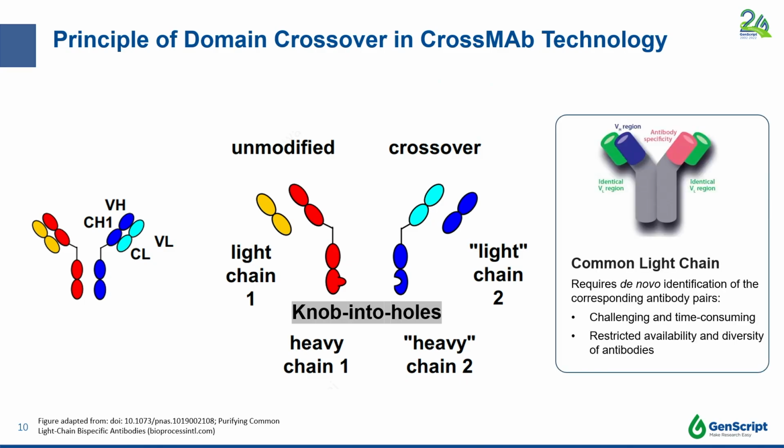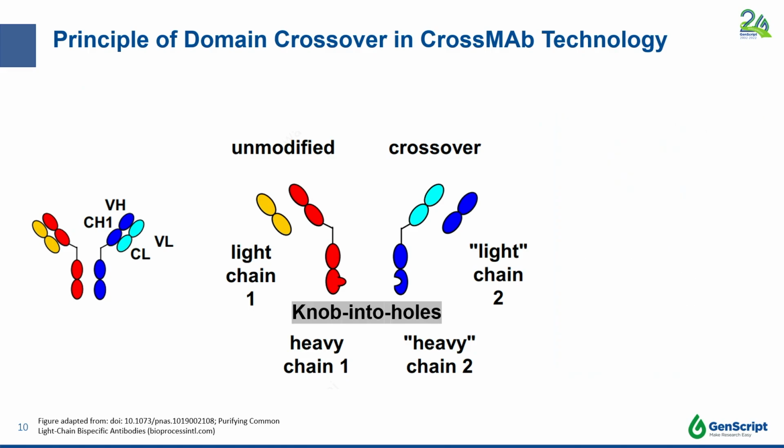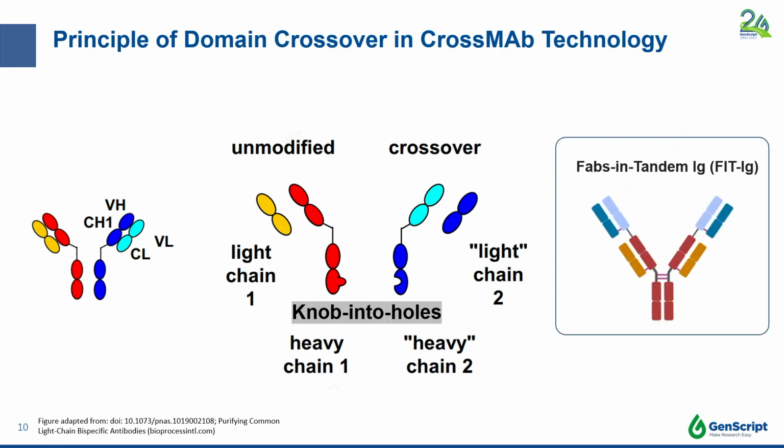Initially, the way to get the light chains to pair correctly was to use this common light chain approach. However, this requires de novo identification of the corresponding antibody pairs, which can be very challenging and time-consuming, and also leads to restricted availability and diversity of the antibody. Another way is to prepare this Fab in tandem molecule, where you can fuse the two domains together.